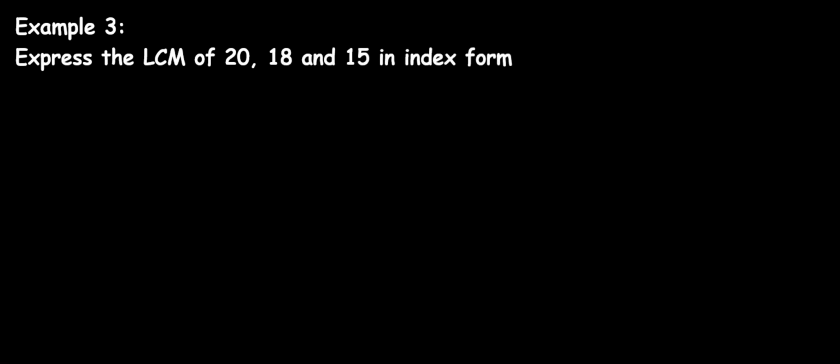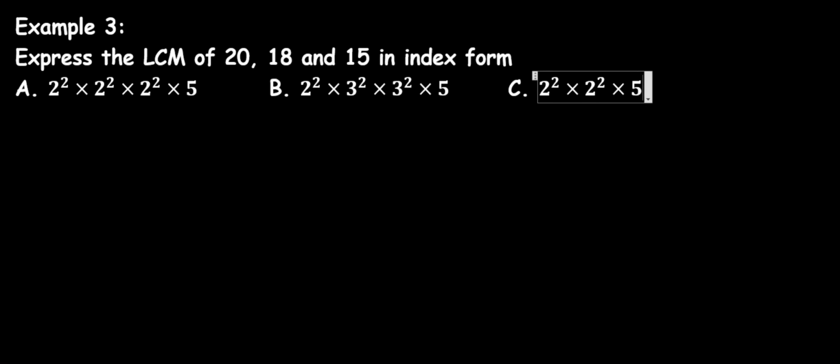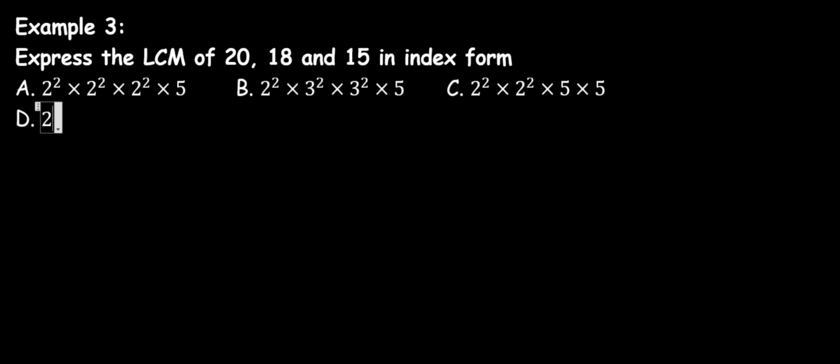Another example. Express the LCM of 20, 18, and 15 in index form. A, 2 raised to power 2 times 2 raised to power 2 times 2 raised to power 2 times 5. B, 2 raised to power 2 times 3 raised to power 2 times 3 raised to power 2 times 5. C, 2 raised to power 2 times 2 raised to power 2 times 5 times 5. D, 2 raised to power 2 times 3 raised to power 2 times 5.